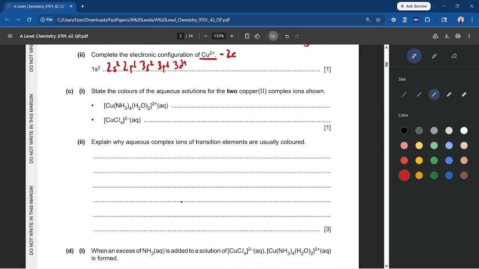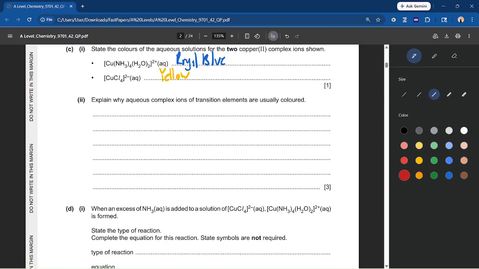So the aqueous solutions of the two copper 2 complexes are shown below. So first of all, if you got hydrated copper ammonia, so this will be a nice, beautiful royal blue. And obviously for copper chloride, you're going to go with a nice, bright, you don't have to write bright, but just write yellow.